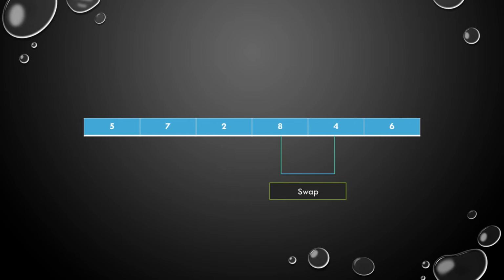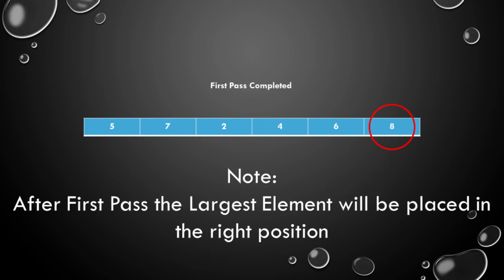Here fourth element is greater than the fifth element, hence again swapping occurs and the j pointer is moved to the next element. Here the fifth element is greater than the sixth element and hence again swapping occurs. And the first pass is completed since the last element has been reached. Note, after the first pass, the largest element will be placed in the right position, that is in the last position. Now here comes the second pass.